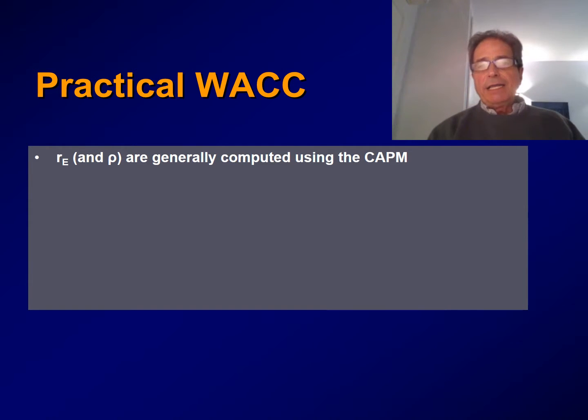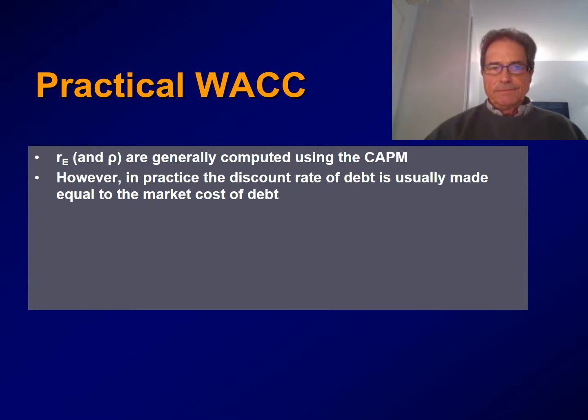In practice, RE and rho are generally computed using the capital asset pricing model. However, the discount rate of debt is usually made equal to the market cost of debt.